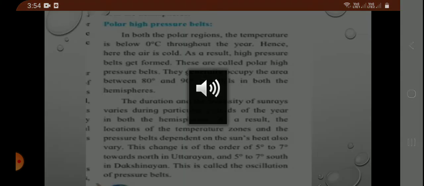Polar high pressure belts. In both the polar regions, the temperature is below 0° Celsius throughout the year. Hence, here the air is cold. As a result, high pressure belts get formed. These are called polar high pressure belts. They generally occupy the area between 80° and 90° parallels in both the hemispheres.